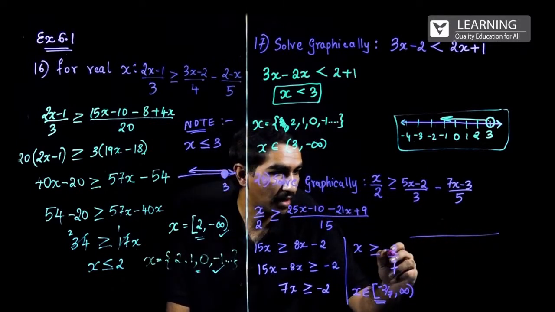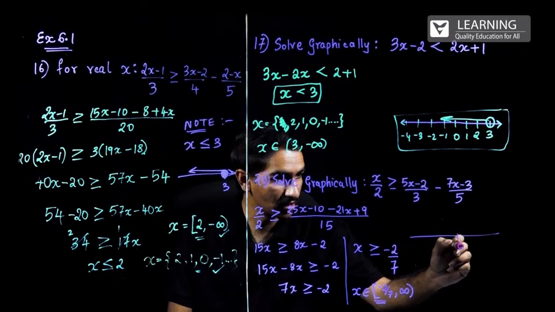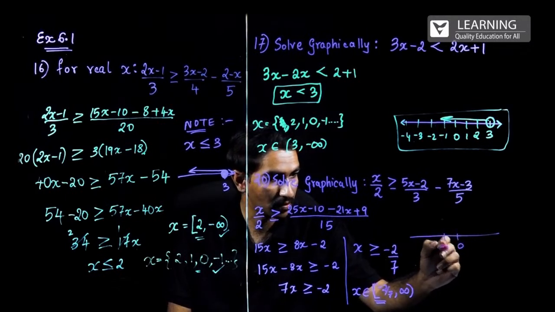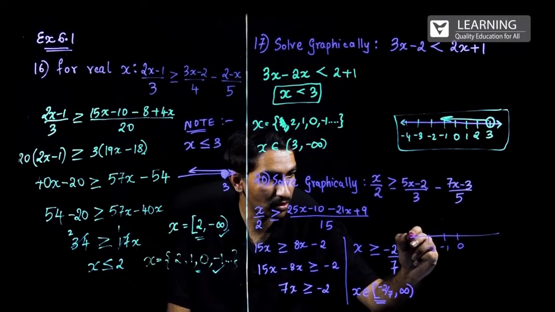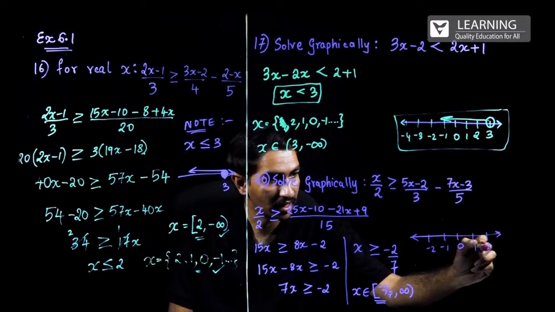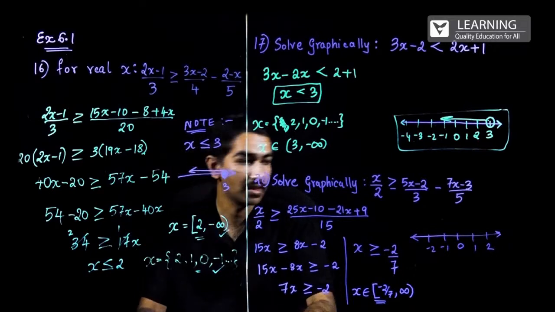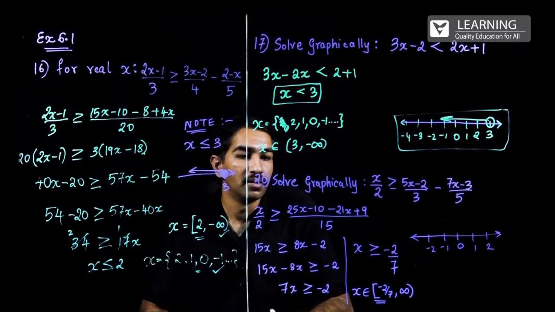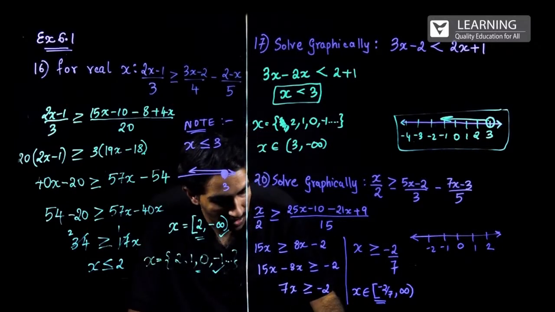So minus 2 by 7, so here it is 0. Here we'll have minus 1, minus 2, and it goes on like that. Here also it goes on like that. Here we have 1 and here we have 2. So we'll change the color here. So x is greater than or equal to minus 2 by 7.